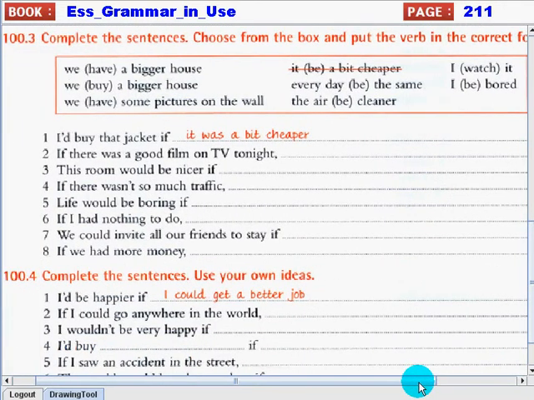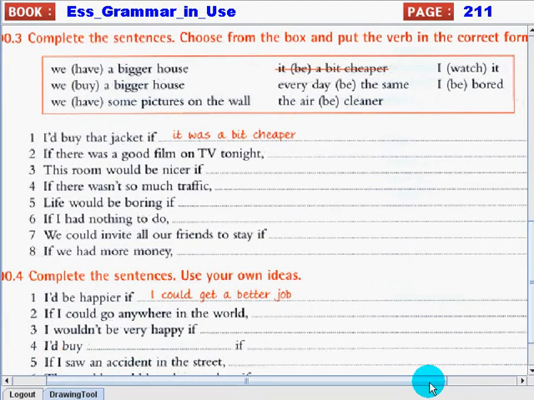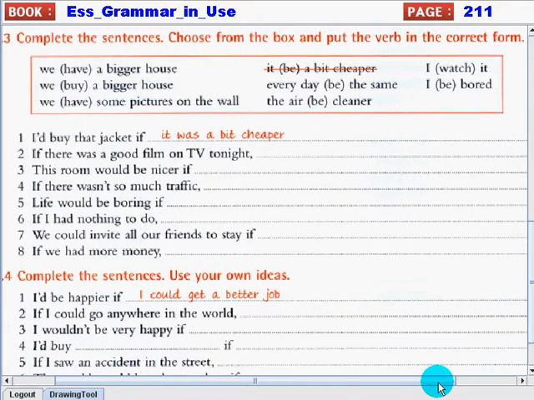Complete the sentences. Choose from the box and put the verb in the correct form. Like in number 1, I'd buy that jacket if it was a bit cheaper. We used this phrase, it to be a bit cheaper. Okay? It to be a bit cheaper became it was a bit cheaper. The be verb became in the past form, which is was.